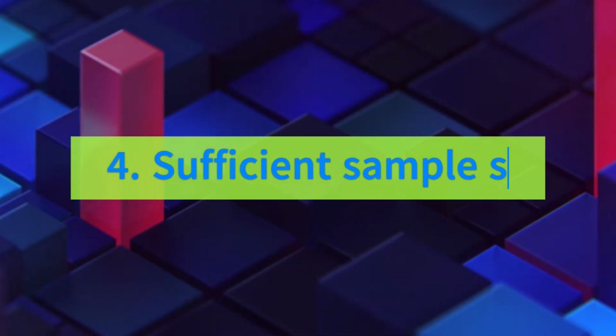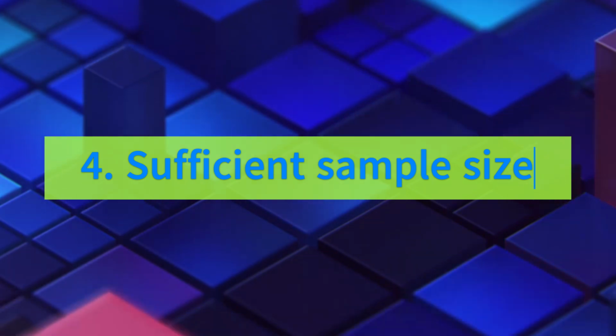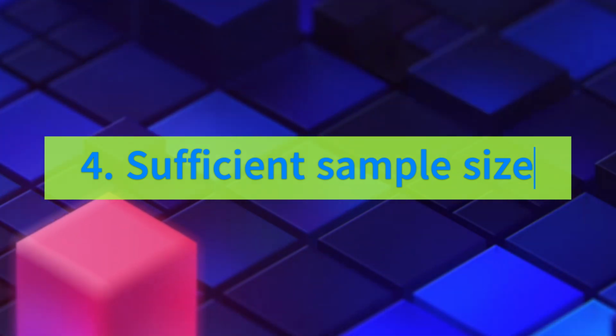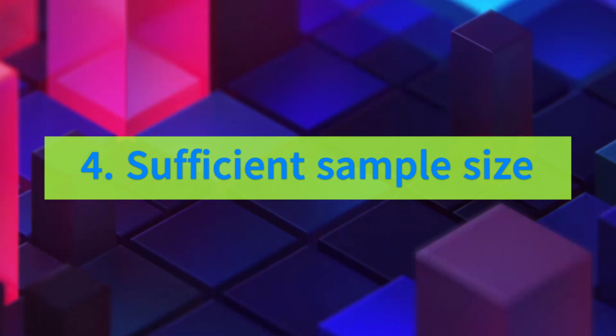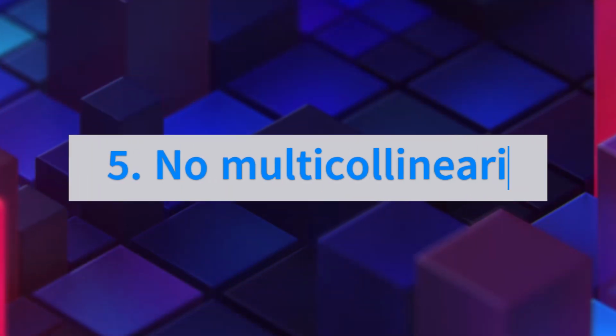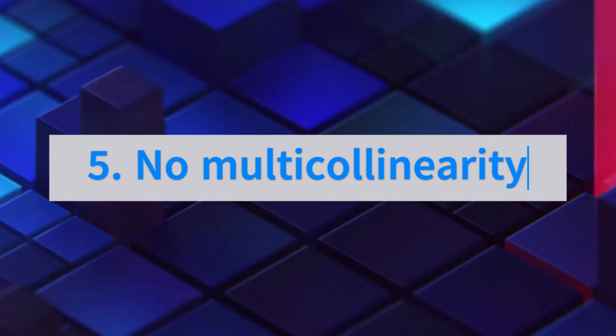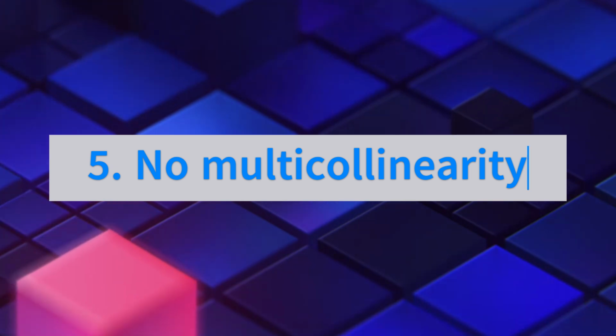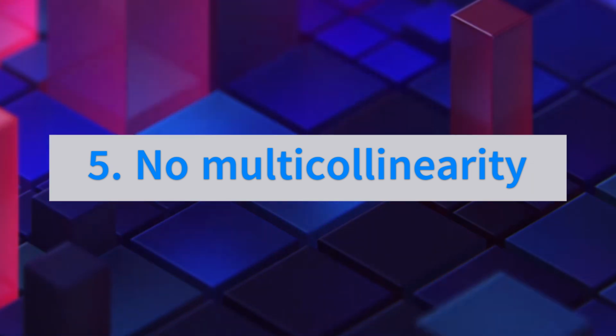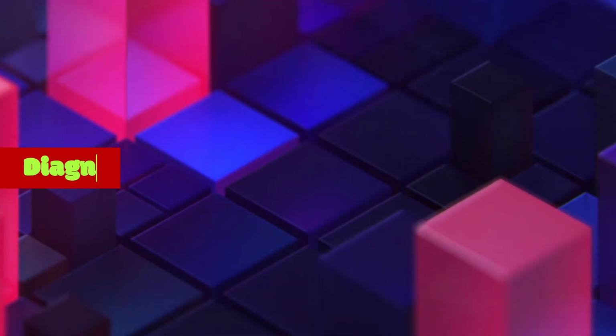Number 4, we have sufficient sample size. Logistic regression requires a large sample size to provide reliable estimates. For binary logistic regression, having at least 10 observations per predictor is recommended. Number 5, no multicollinearity. Independent variables should not be highly correlated with each other. High multicollinearity can distort the estimates of regression coefficients.